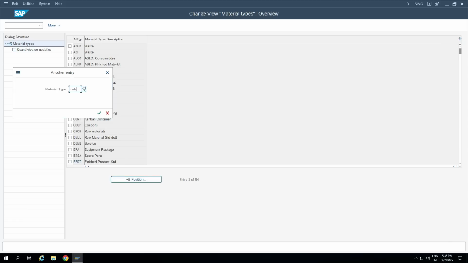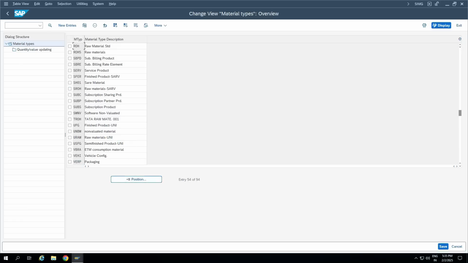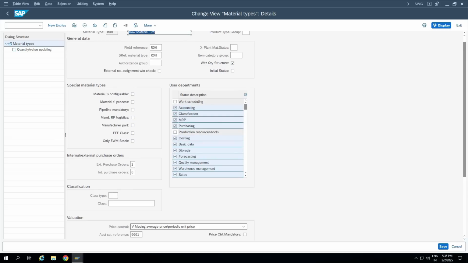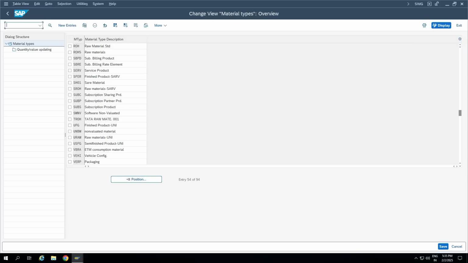Similarly, if I look at raw materials, ROH, the standard material type, here we have a moving average price or a periodic unit price. Periodic unit price is a different concept altogether, but for now we can treat it as a moving average price. So whenever I create any material of type ROH, the default price control populated in the material master is going to be V.